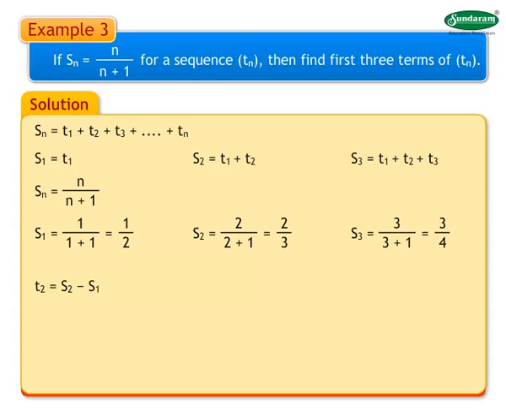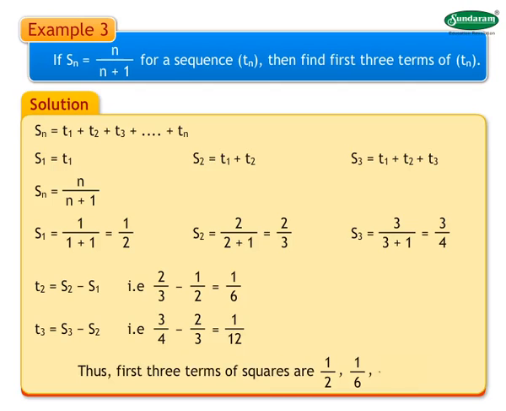T2 is equal to S2 minus S1, that is 2 upon 3 minus 1 upon 2 is equal to 1 upon 6. T3 is equal to S3 minus S2, that is 3 upon 4 minus 2 upon 3 is equal to 1 upon 12. Thus, first three terms of the sequence are 1 upon 2, 1 upon 6, 1 upon 12.